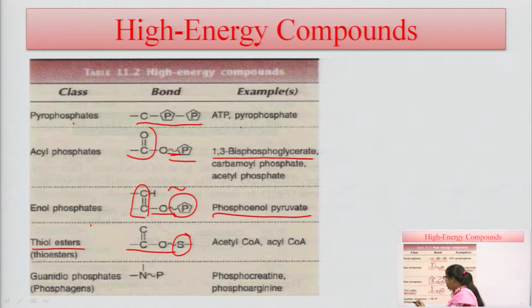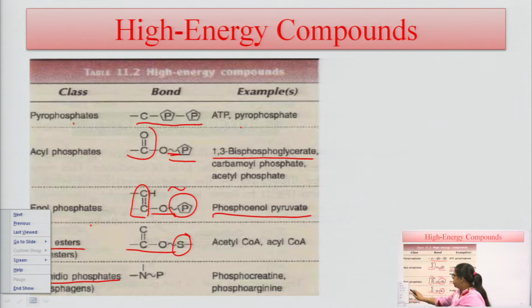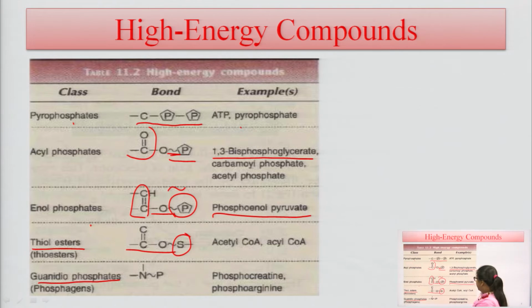The next is guanidinophosphate, or phosphagens. This is also known as phosphagen. It has nitrogen reacted with the high energy phosphate bond, and examples of this guanidophosphate or phosphagen class are phosphocreatine and phosphoarginine. These are basically used for the metabolism of amino acids, because of the presence of arginine and creatine, which are used in the urea cycle and in the metabolic processes of amino acids.